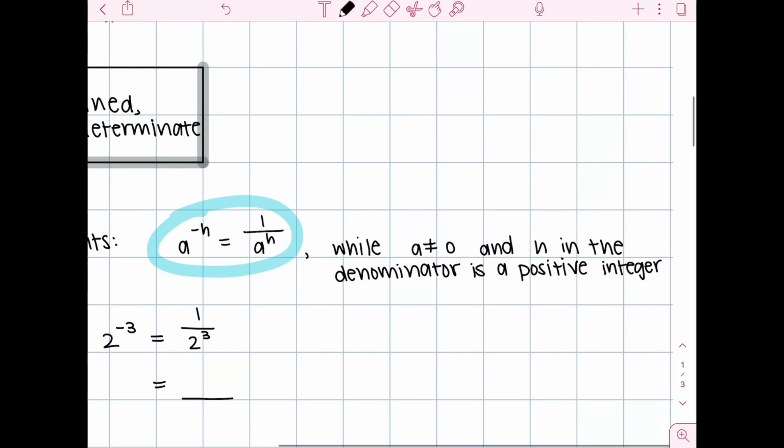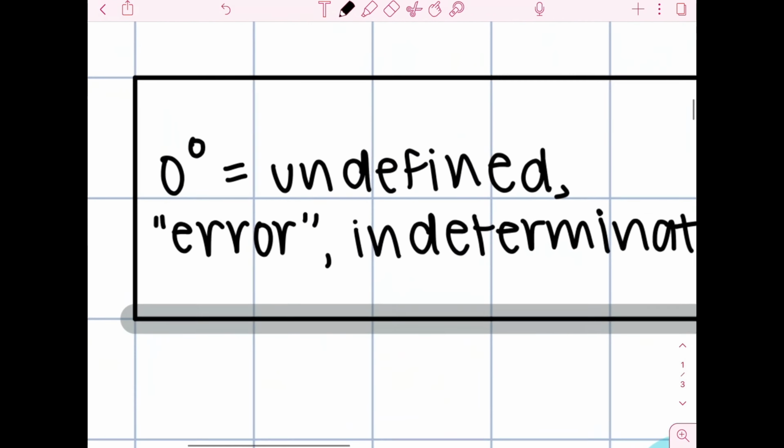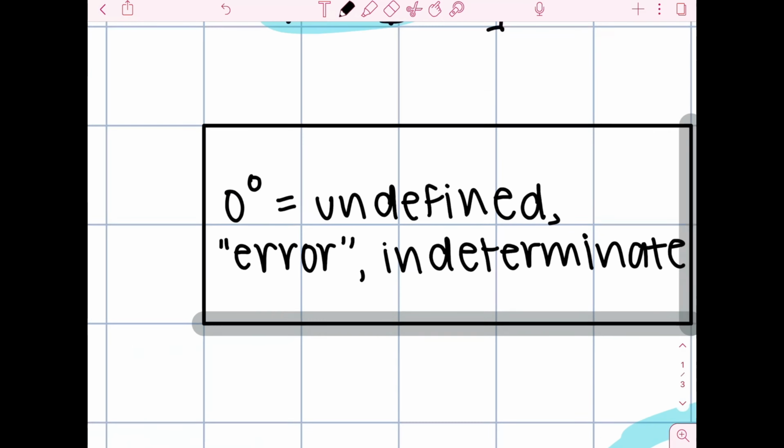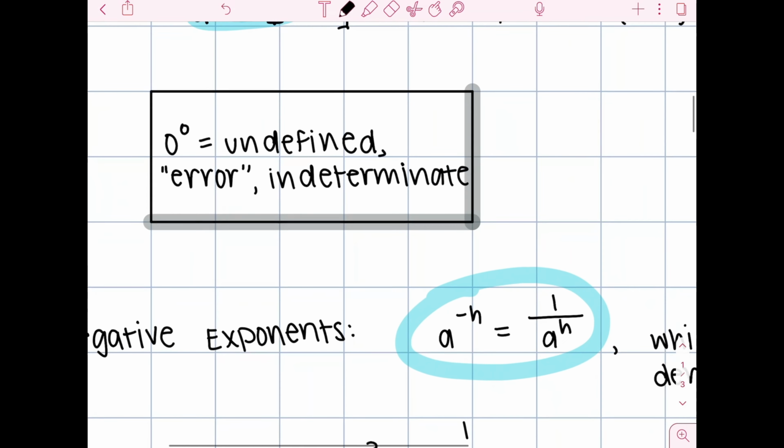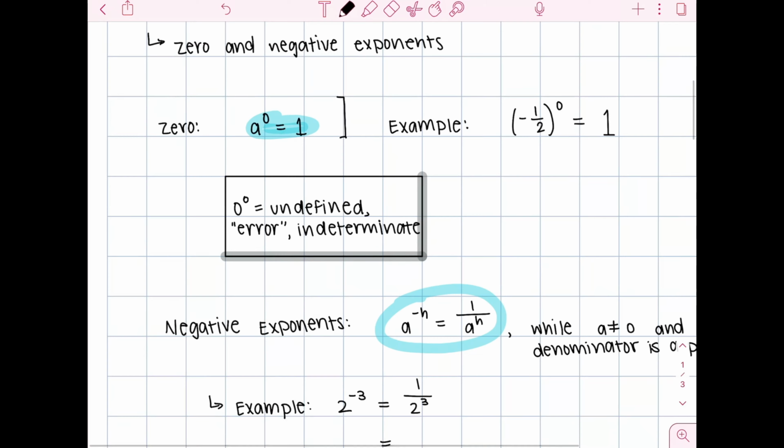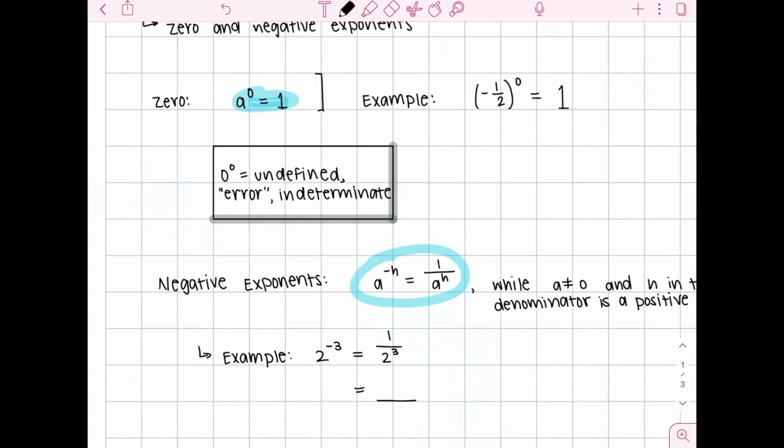But we have a few restrictions to this. This is only true while a is not equal to 0 and h in the denominator is a positive integer. It's crucial that both of these restrictions are met, otherwise we might end up with 0 to the power of 0, which is undefined, and we don't want that in the denominator of this equation.